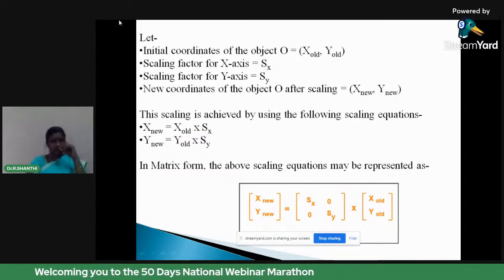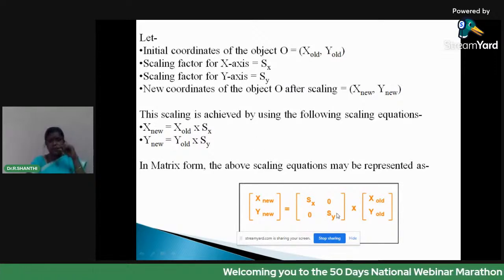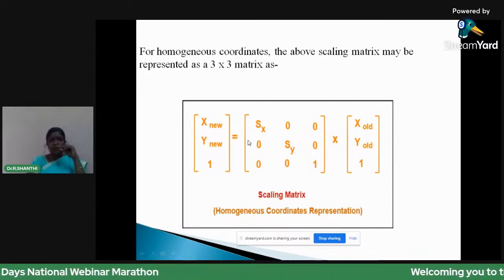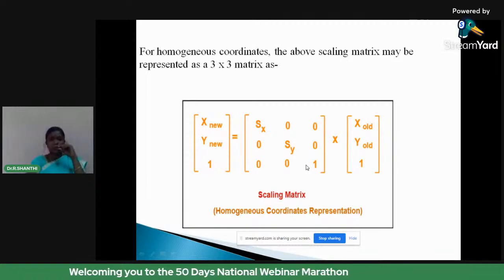Here there is no need for addition. Whatever scaling factor you give, I'm just going to multiply with the existing one. So this sx and sy, I'm going to multiply with x old. As I know, this is the homogeneous coordinates. This is my x, y, and this is my homogeneous coordinate. The last value you have added is not going to disturb your original value.